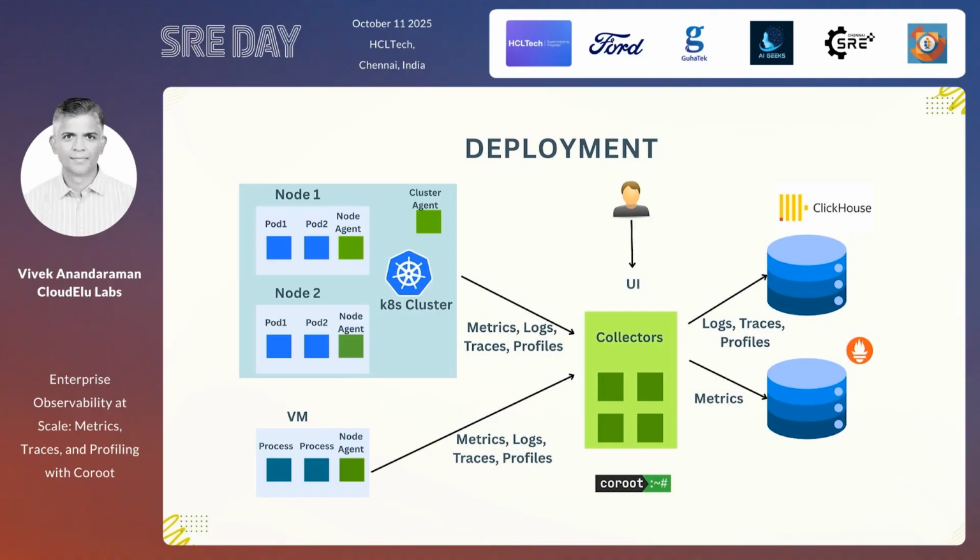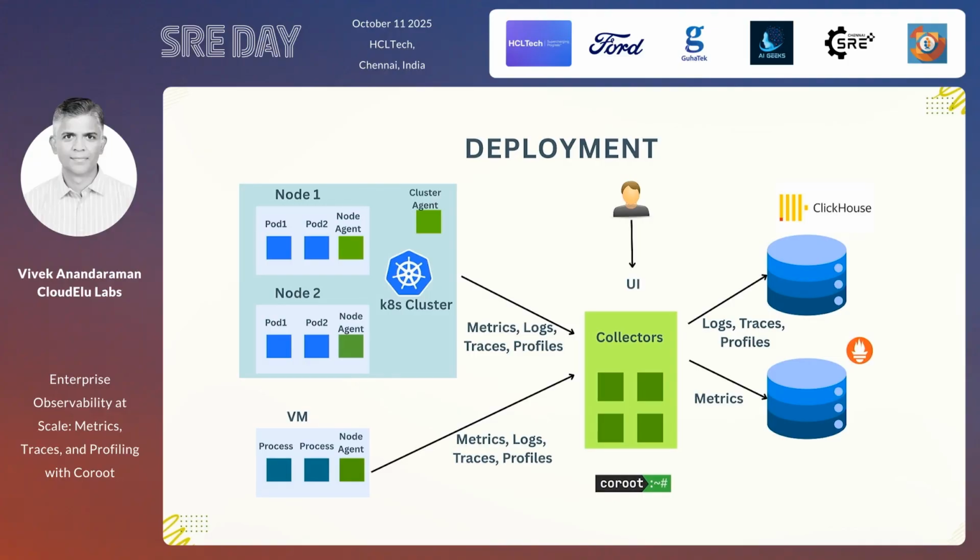Could be a VM, could be another cluster. But you used a VM actually for this. And then behind the scenes, you have to push all this data to the collector, and the collector will send metrics to the Prometheus database, and it will send logs, traces, and profiles to ClickHouse DB. It's all under the hood, but I'm just saying it for your understanding.